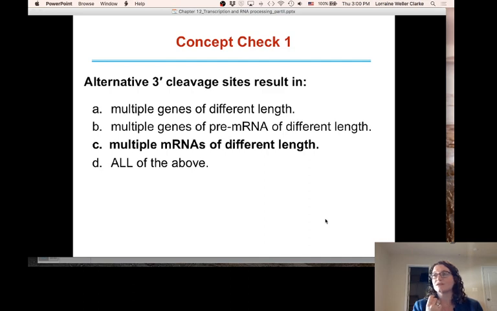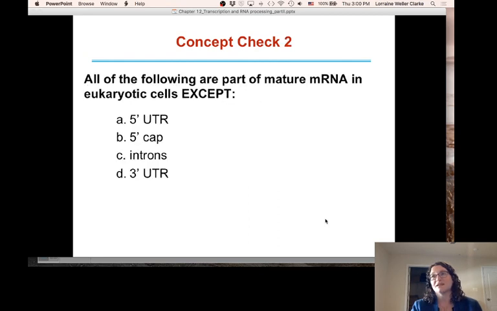Remember that this has to do with the mature mRNA, and those different mRNAs, that's the alternate cleavage sites, okay? Cutting out the introns or exons in various parts. Multiple mRNAs are different lengths. So all the following are part of mature mRNA in eukaryotic cells, except what part is not part of the mature mRNA?